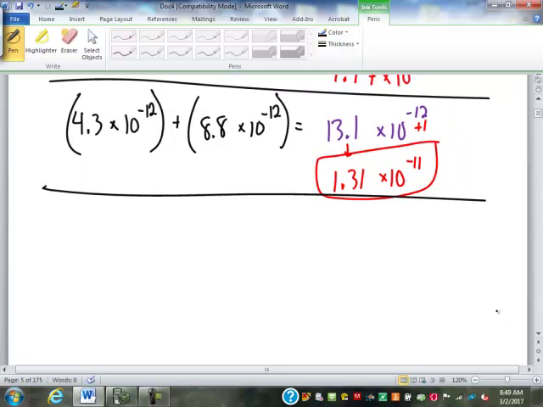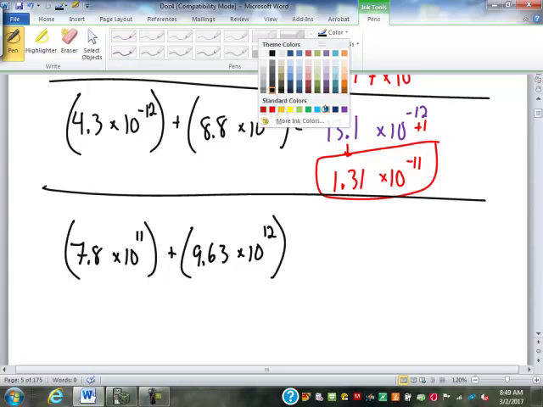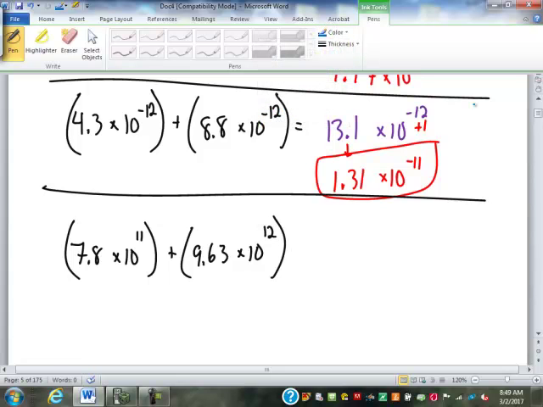What if we don't start out with the same power of 10? What if I have 7.8 times 10 to the 11th plus 9.63 times 10 to the 12th? Don't have the same name. Notice they're only different by 1. Because if they were more, it would make it really awkward.